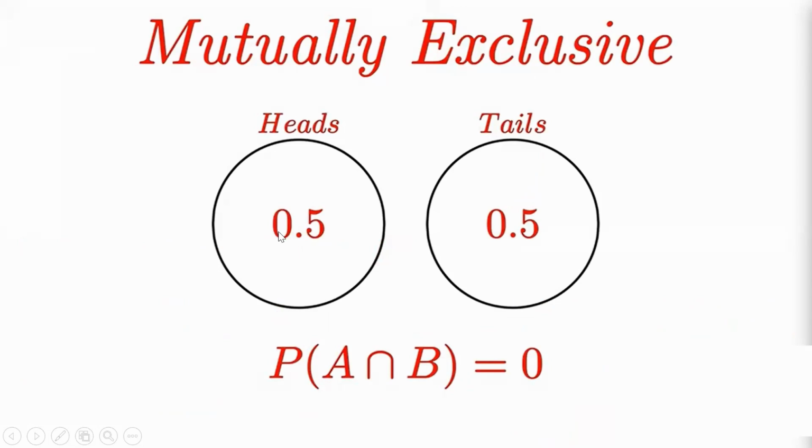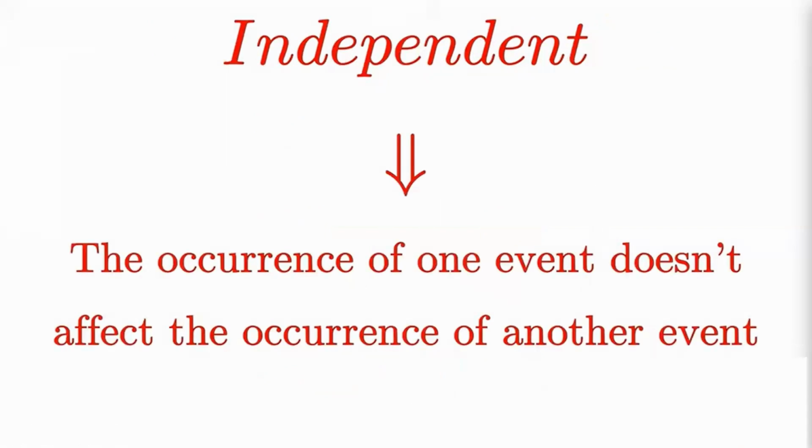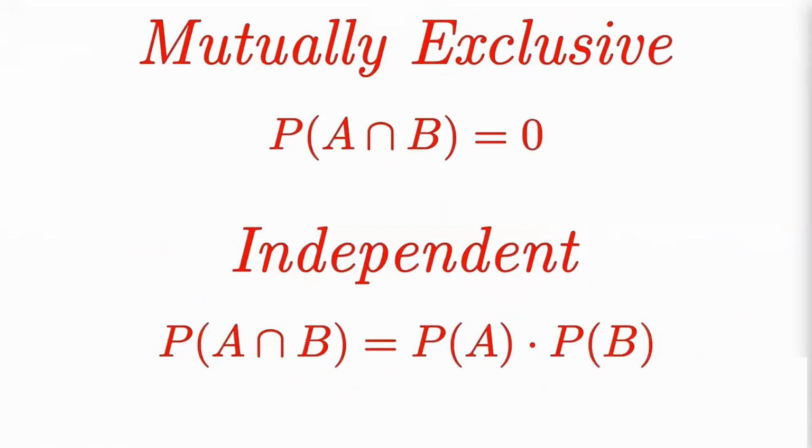In the case of heads and tails, head has 0.5 probability, tail has 0.5. When head happens, tail cannot happen, so the intersection is equal to 0. Independent means the occurrence of one event does not affect the occurrence of the other event. Mutually exclusive means the intersection is 0, like heads and tails. Independent means one does not affect the other. Then P of A intersection B is equal to the probability of A times the probability of B.